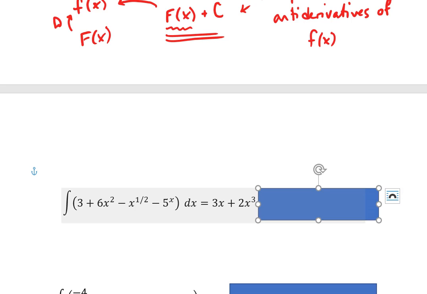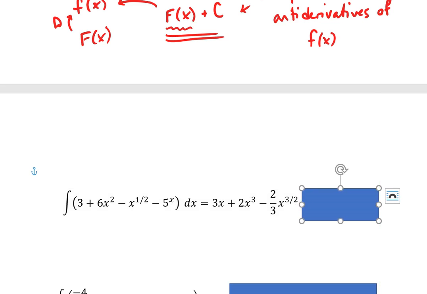Now I have an x to the 1/2. Again, this is x raised to some power that's not -1, so we are good. We're going to use that same rule. So the integral of x to the 1/2 is going to be x to the 1 plus 1/2, or 3/2, divided by 1 plus 1/2, or 3/2. But dividing by a fraction is the same thing as multiplying by the reciprocal of that fraction. So what we get here, equivalently, is 2/3 times x raised to the power 3/2.